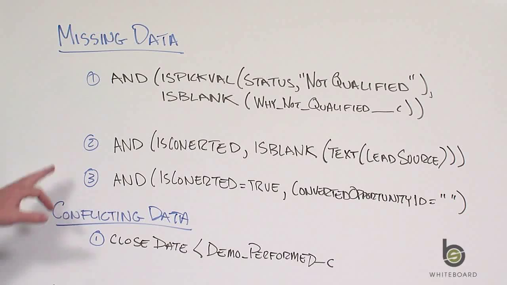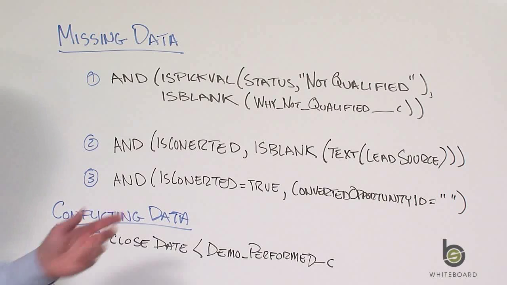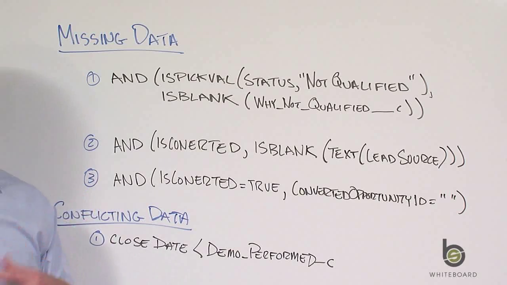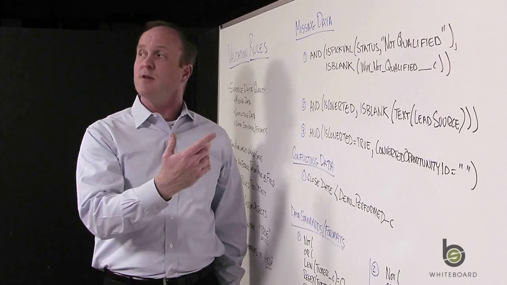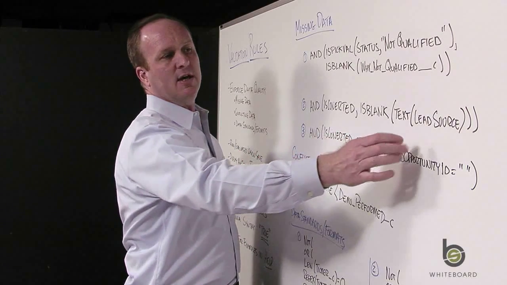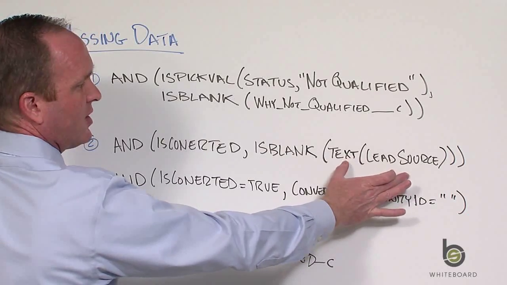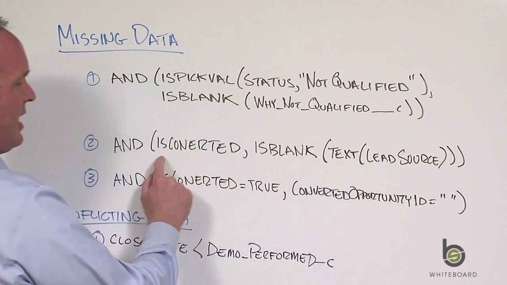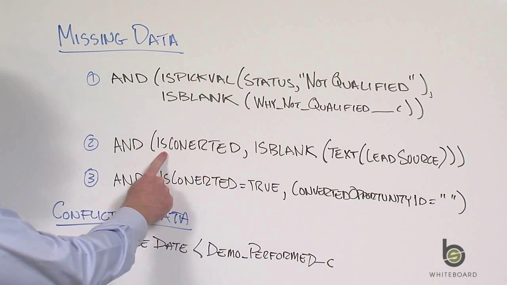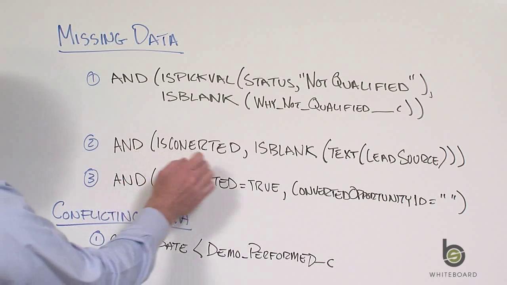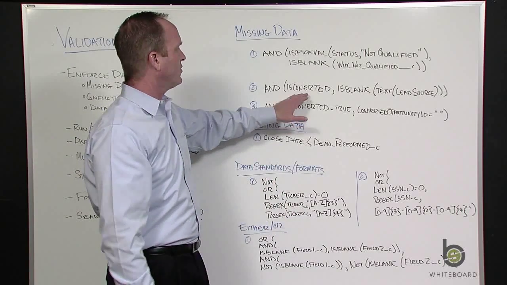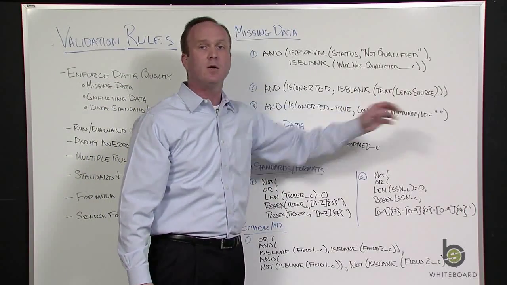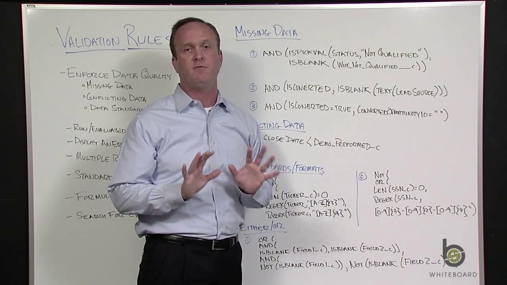Here's an interesting one, and this is one on lead conversion. The use case is we don't want the user to convert the record without filling in the lead source. How this formula translates is: if the lead source, converted to text, is blank, and isConverted is true, meaning both these conditions are true, throw an error. So if we convert the lead and the lead source is blank, we're going to throw an error and stop the user and make them fill that out.